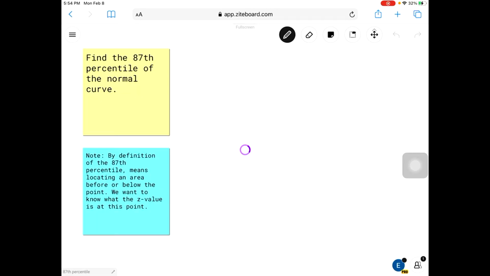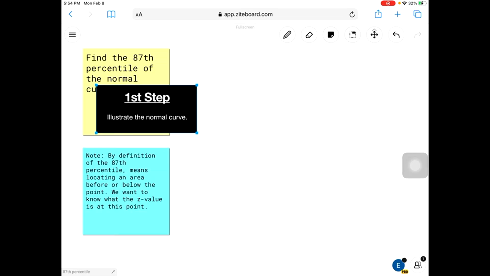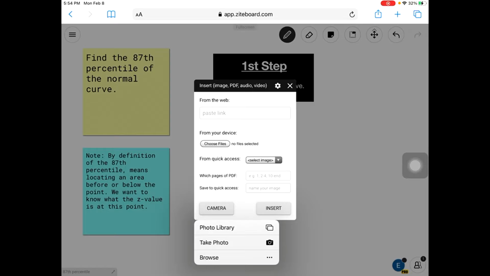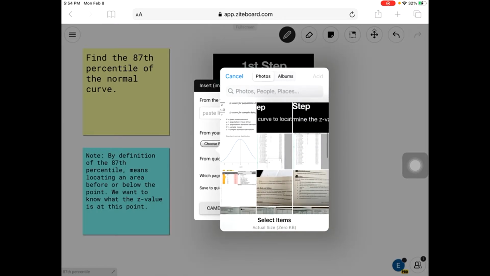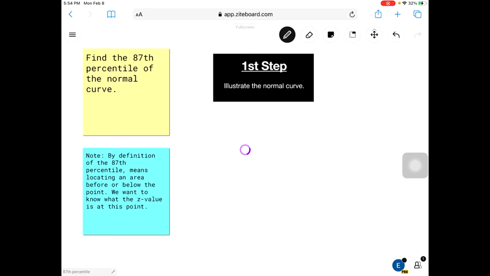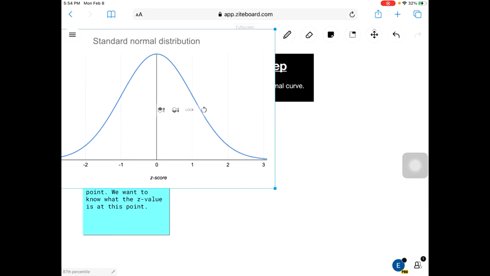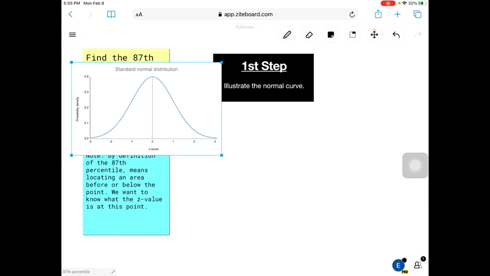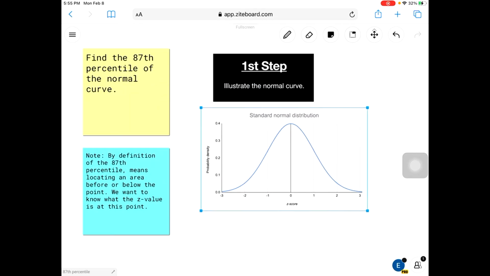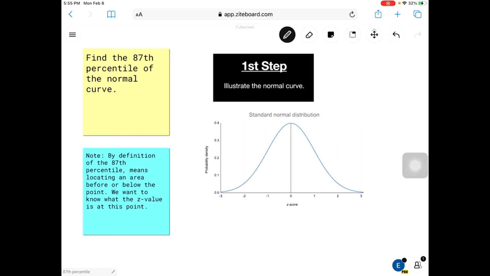And here we have to apply the concept of a percentile. So let me just add the image of the normal curve. As I was saying, we'll apply the concept of percentile by arranging the values in the normal curve in ascending order. So the first percentile is going to be at the leftmost part of the normal curve.